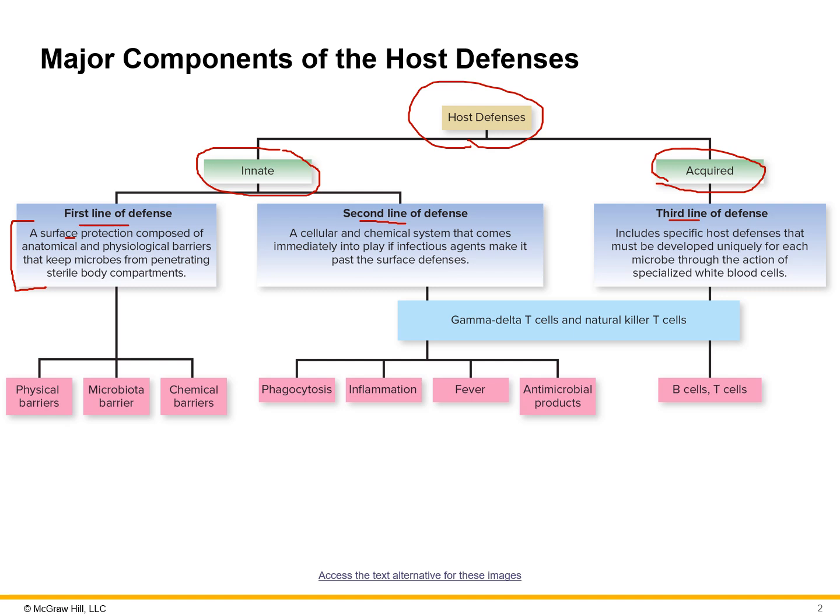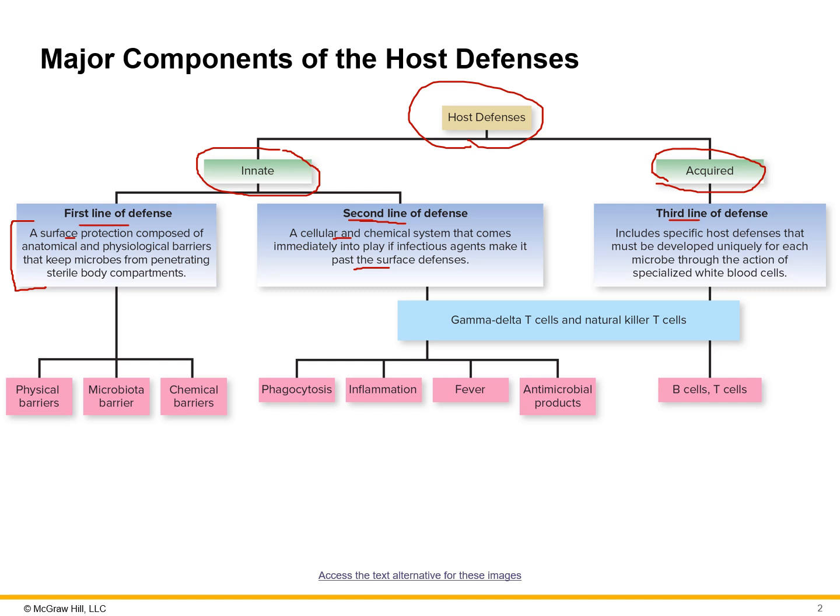Then if something does get past those first line anatomical barriers, now our second line defenses come into play. This is going to be some more cellular and chemical systems that come into play whenever they get past that first line surface defense. But again, the main thing here with that second line is that they're not specific.